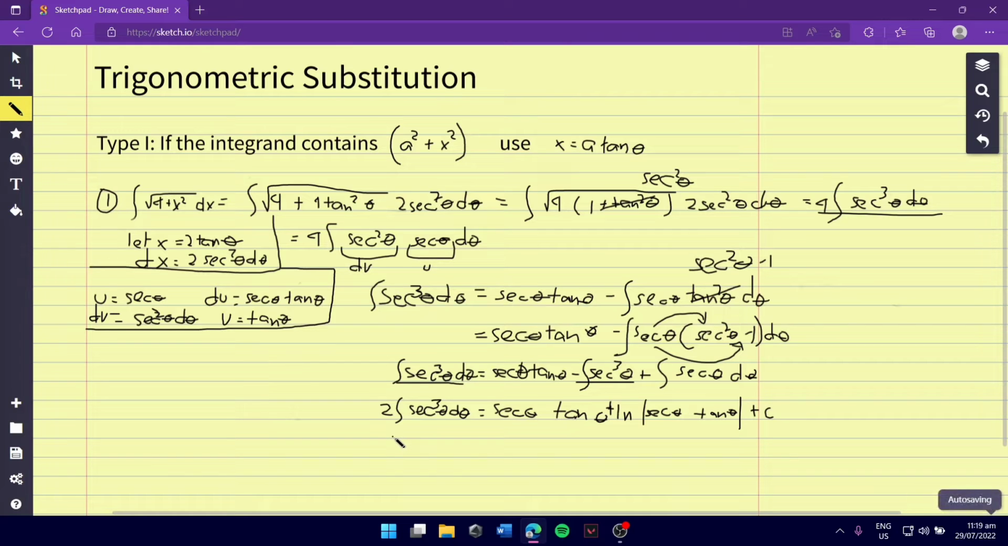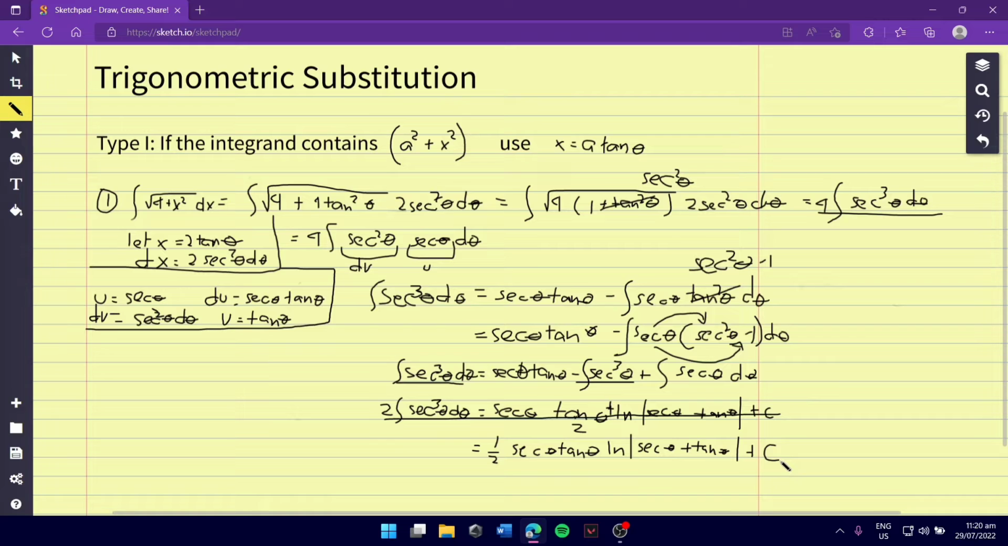So next, we will divide this by 2. Alright, so this will become 1/2 secant theta tangent theta plus ln of secant theta plus tangent of theta. Then your arbitrary constant. So this is not our final answer.